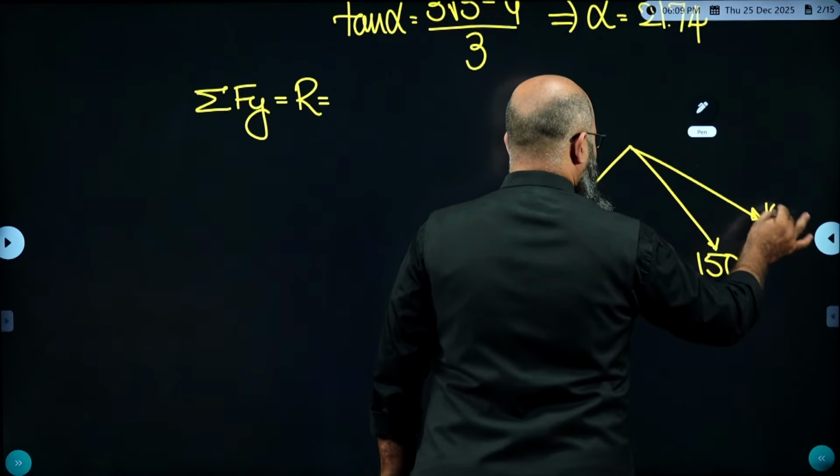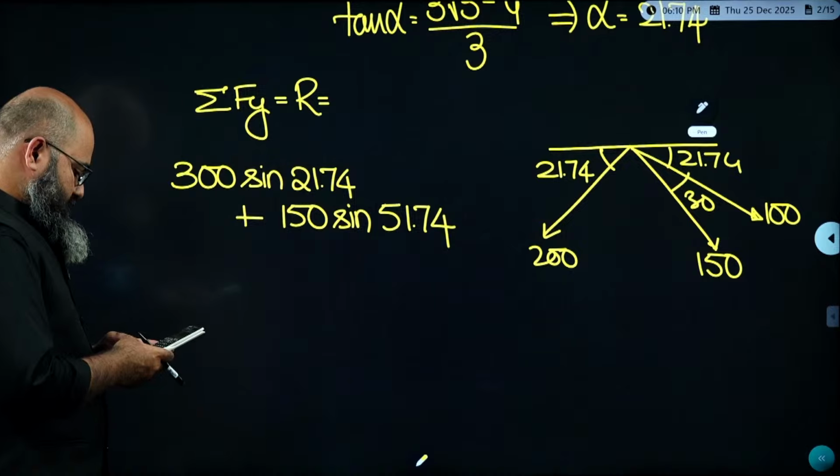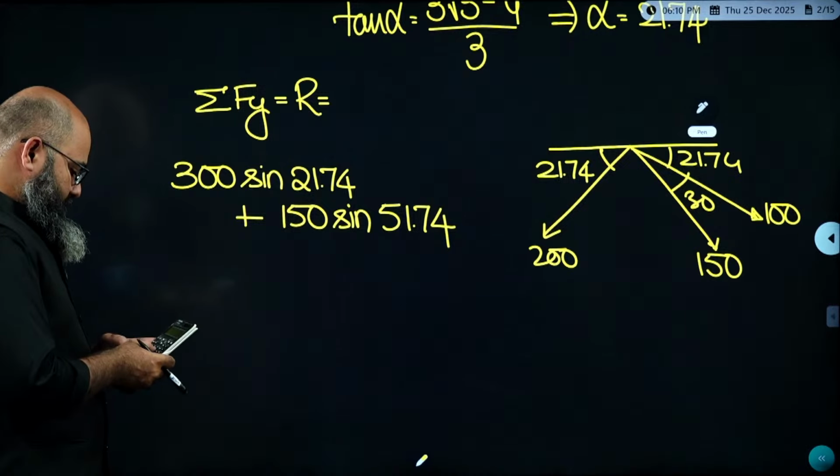51.74. If I calculate this thing, I'm going to have over here 300 sine 21.74 plus 150 sine 51.74. This value is coming out to be 228.9 Newton.